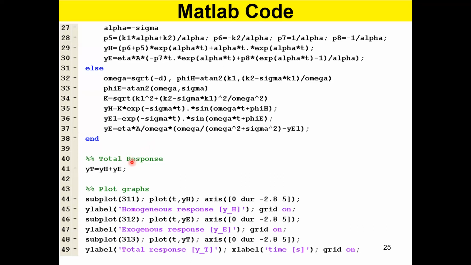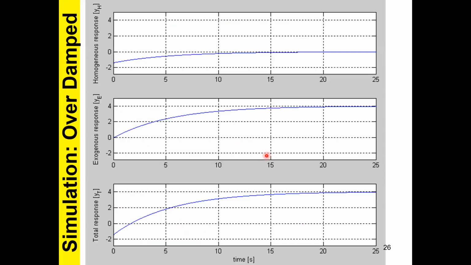Whatever the case may be, eventually, once it completes calculations, you have total response equal to YH times YE. And then what follows is plotting. You plot the graphs. So this is the first case where the damper is stronger than the spring, so we call it overdamped response. Okay. Damper is stronger than the spring.